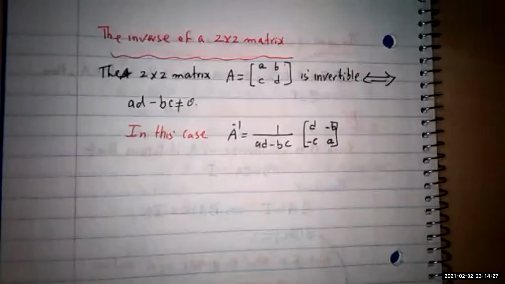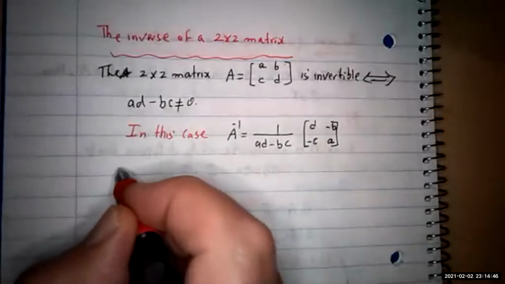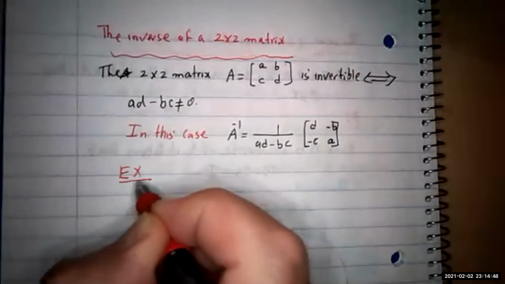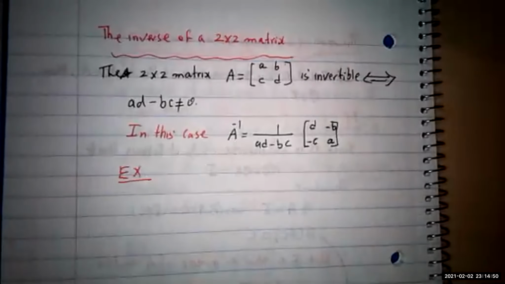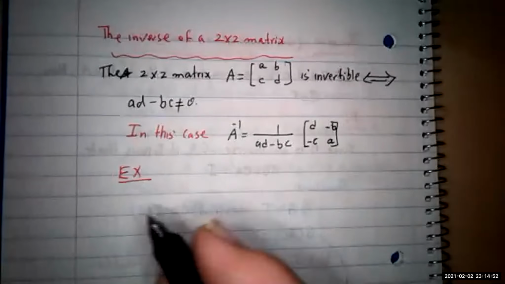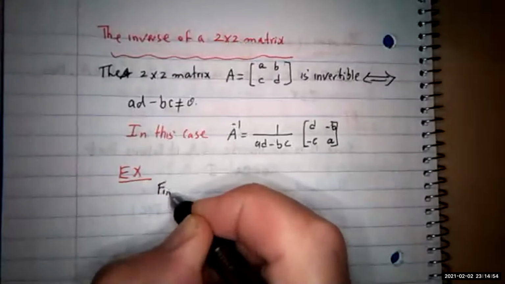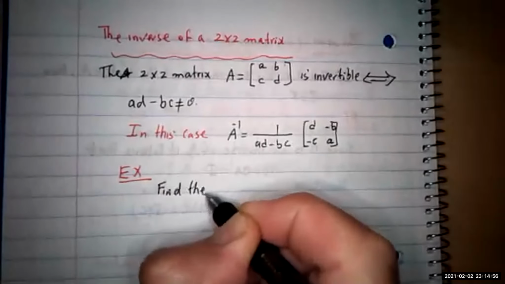A times A inverse, and we will prove it later, gives you this number. So we can use it for the time being because we can have some nice problems, but later on we will give you a formula, of course, for the 3 by 3 and anything else. So for example, if we ask you to find the inverse of, okay, find the inverse.